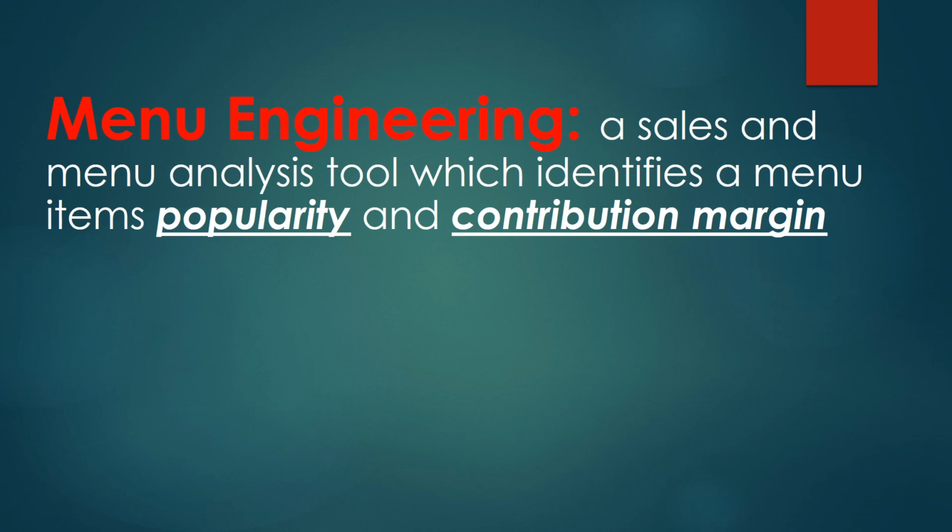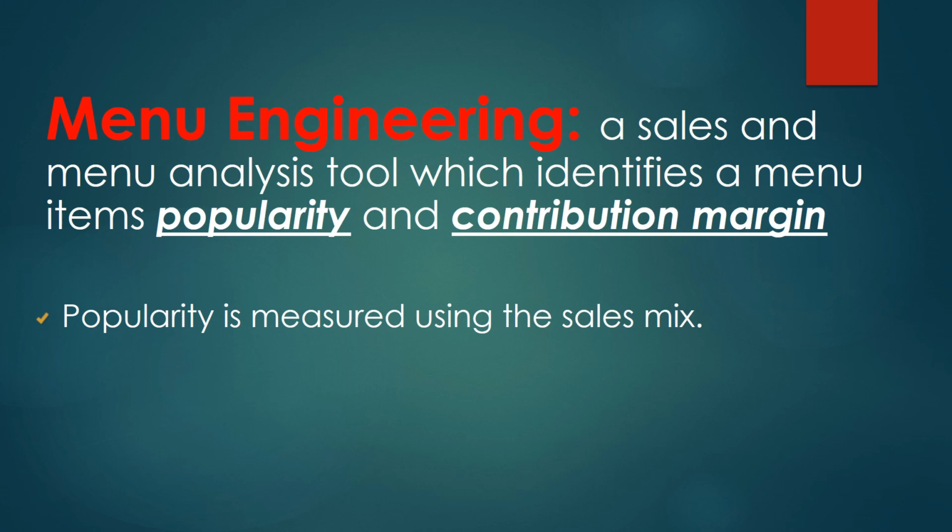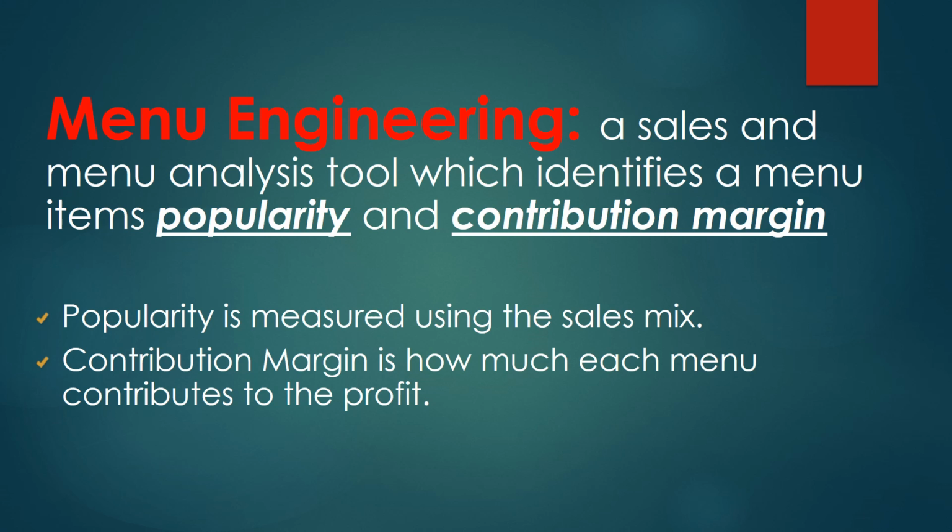So let's get started. Menu engineering analyzes the popularity and contribution margin of each menu item, and then uses that information to classify the item as a star, plow horse, puzzle, or dog. Now, popularity is measured using the sales mix, comparing how much you sell of that one item to everything that's sold in total. And then we have our contribution margin, which is how much a menu item contributes to profit. So we're going to look at if people like it or not, and also if it makes us money or not. Those are the two things we're going to be looking at.